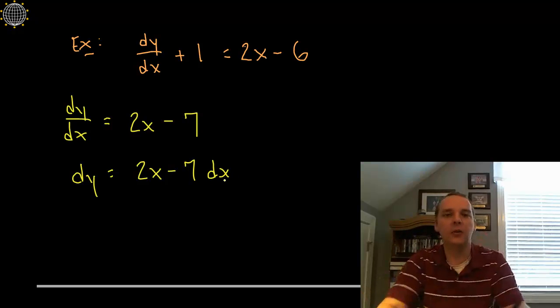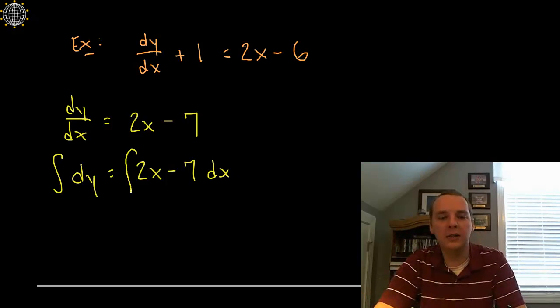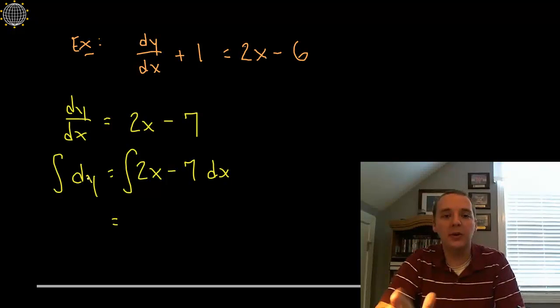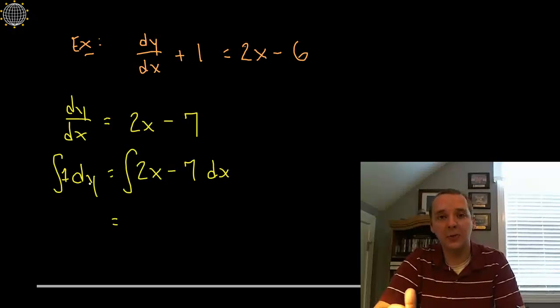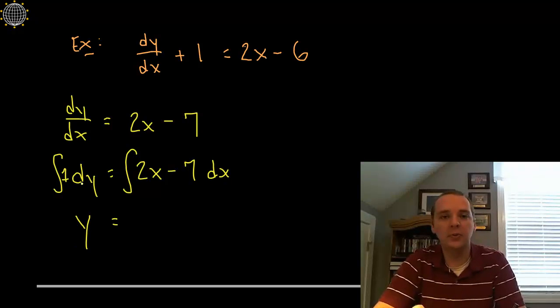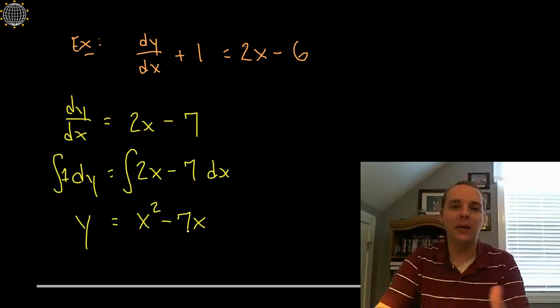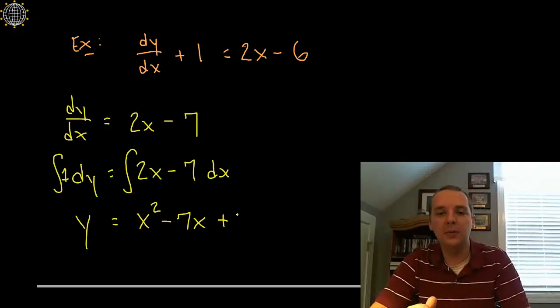I've separated the variables here, so I'm going to integrate both sides. The integral of the number 1 with respect to y would be y, just like if we integrated 1 with respect to x, we'd get x. So the left-hand side would be y with no integral symbol, and the right-hand side, the integral of 2x minus 7, would be x squared minus 7x. You might remember from a couple of videos ago, when we studied indefinite integrals, we were always supposed to put a plus c. So I am going to put a plus c.